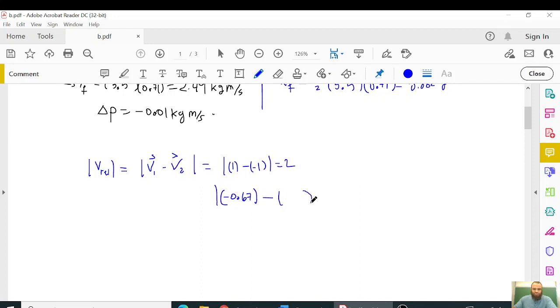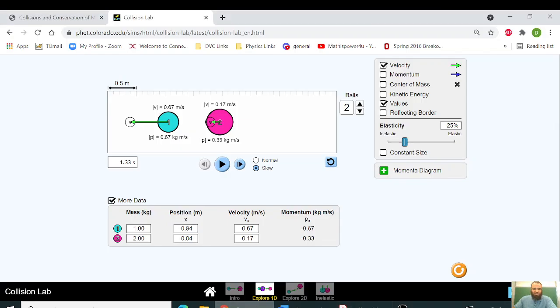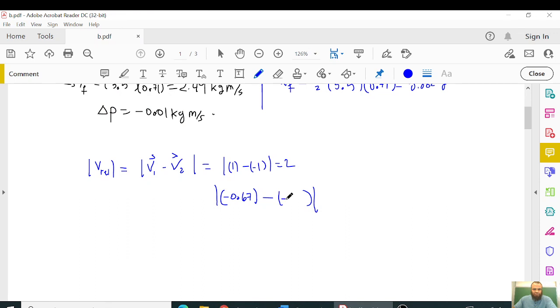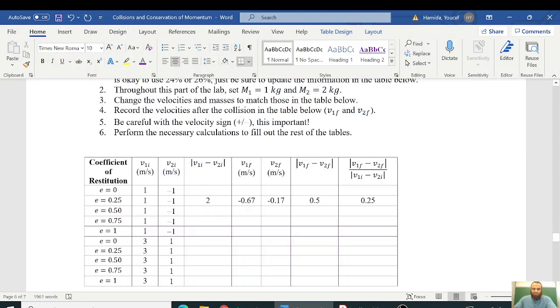The other one was, I think, 0.17, wasn't it? 0.17, but to the left, so it's negative. So negative 0.17. Minus minus becomes a plus, so this becomes negative 0.5, and the absolute value of negative 0.5 is 0.5. I forget my units. So that goes here. So 0.5.